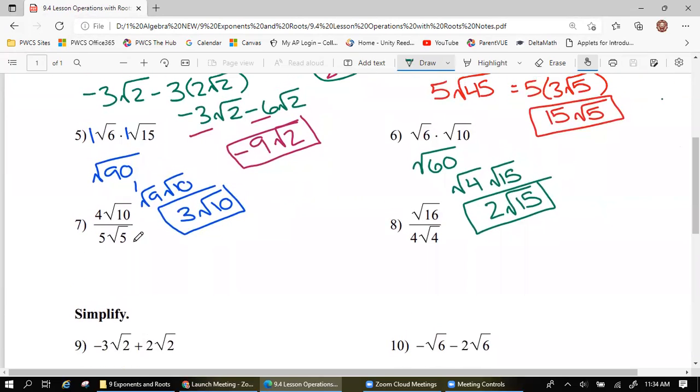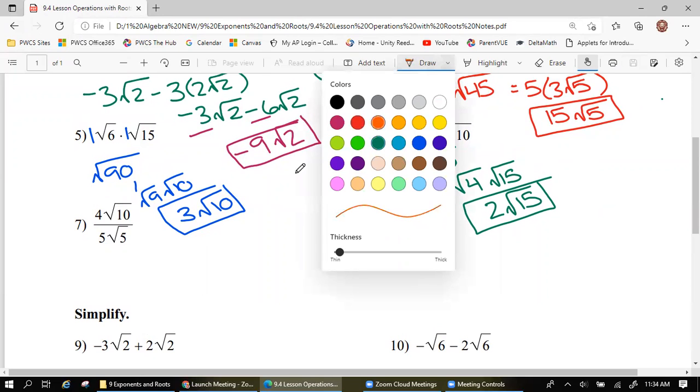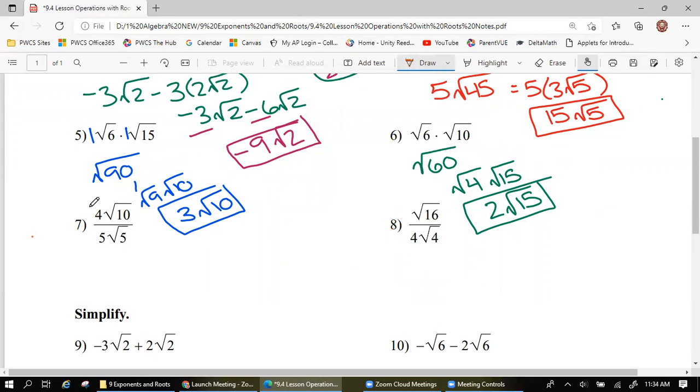The same thing is true with dividing. When we're dividing, we can divide the coefficients and we can divide things underneath the square roots. So I could do 4 divided by 5. That's going to give me a decimal 0.8. And then if I press that little button on my Desmos, it's going to turn 0.8 back into 4 over 5. So I'm just going to leave that alone.